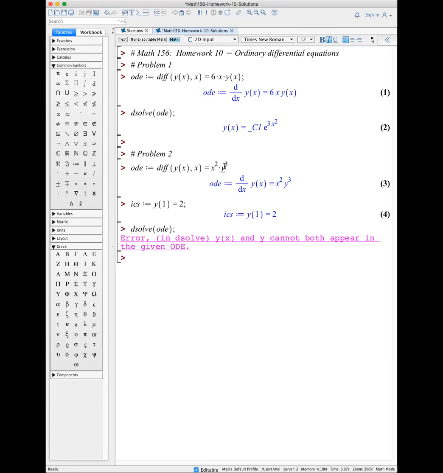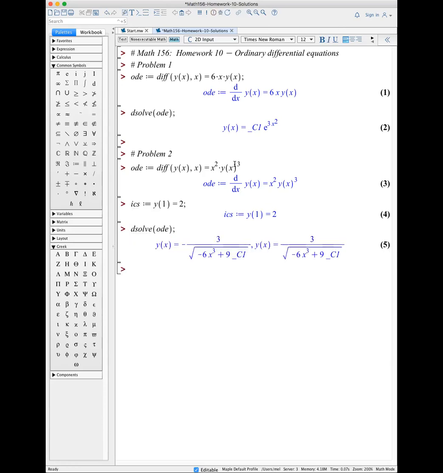Oh, I know my mistake. I can't write y, it's y of x. So this is the general solution. But if I want a solution satisfying the initial condition, that's it. If you plug in x equals 1, you get the square root of 9, which is 3 in the denominator, and 6 over 3 is 2.